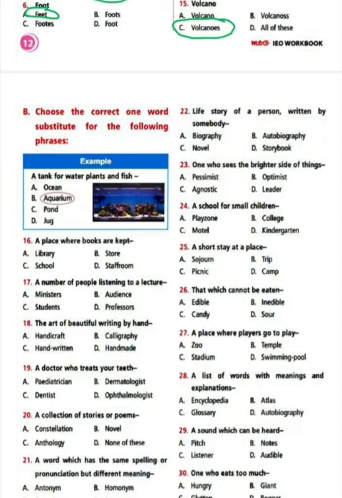So number 16, a place where books are kept, will be a library. Number 17, a number of people listening to a lecture. Ministers, audience, students, professors. It is audience. Whenever a number of people are watching something or listening to something, it will be audience.